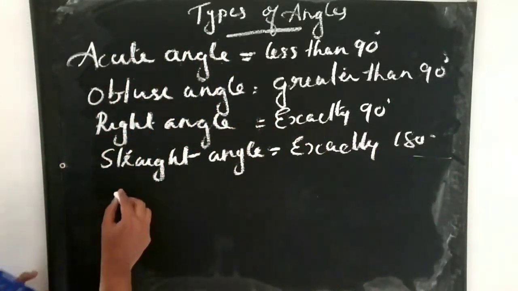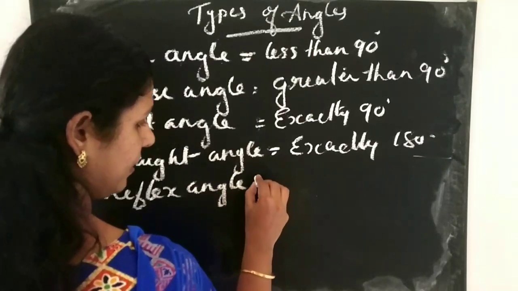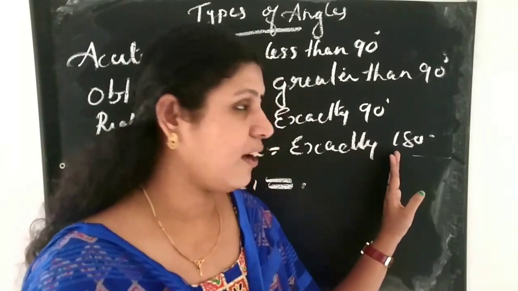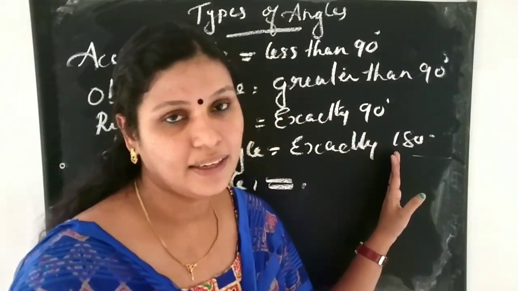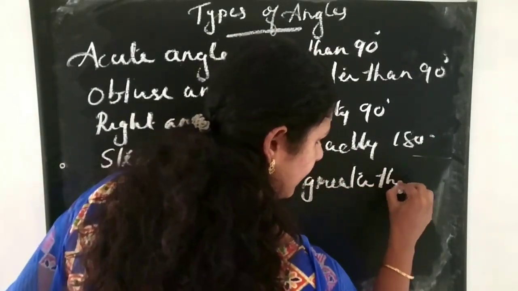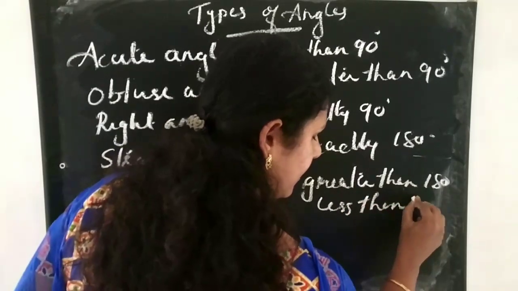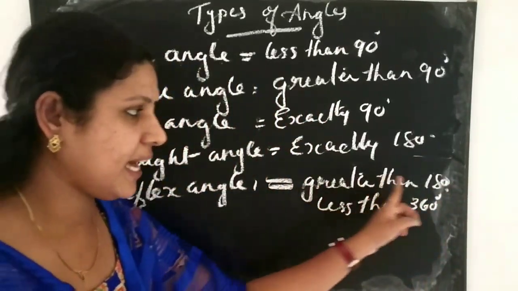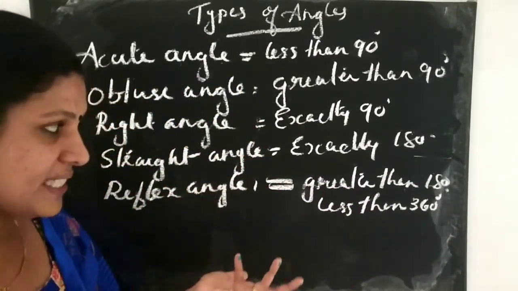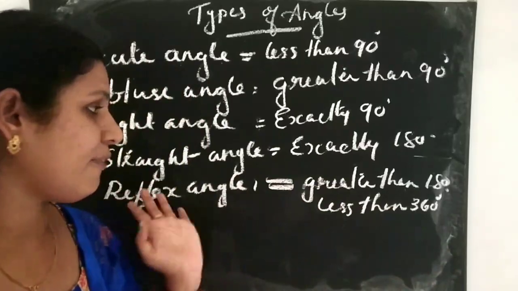Okay, now we study about reflex angle. A reflex angle is an angle whose measure is greater than 180 degrees and less than 360 degrees. Greater than 180 degrees and less than 360 degrees is known as a reflex angle.